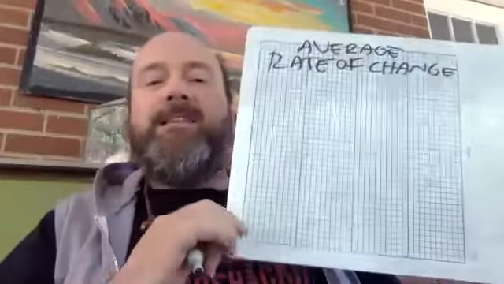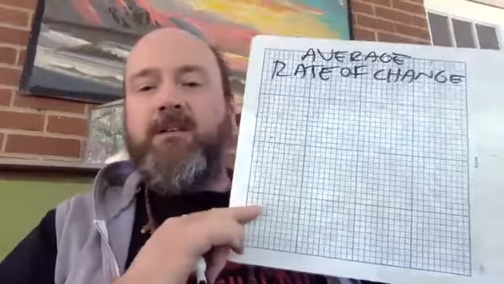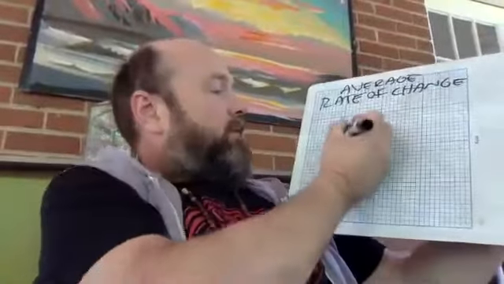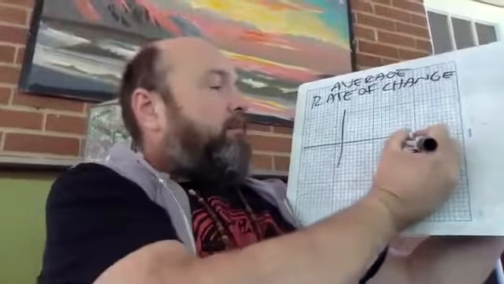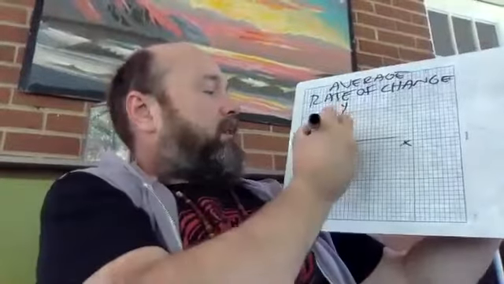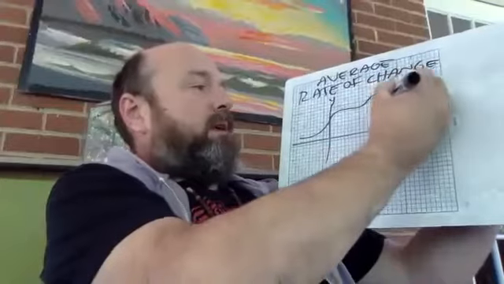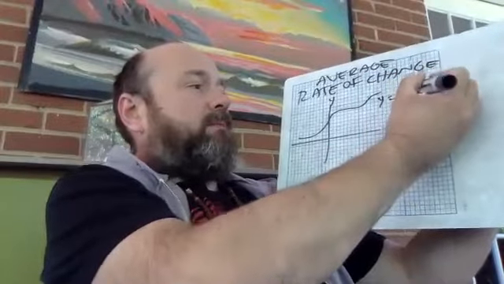Okay, so if you want to calculate the average rate of change of a function, first of all, what does that even mean? Like, what does that look like on the graph? Well, on the graph, as we've talked about before, if you have a function, let's say that's a function, cool? That's y equals f of x.